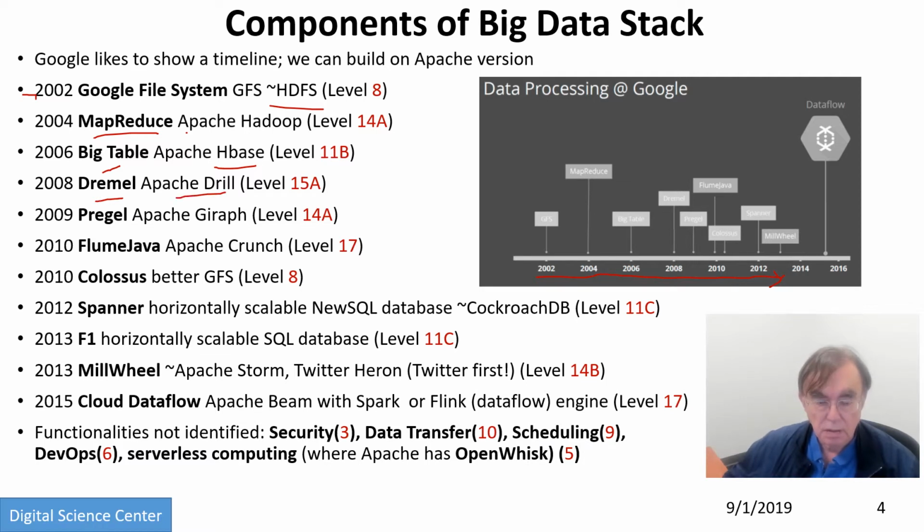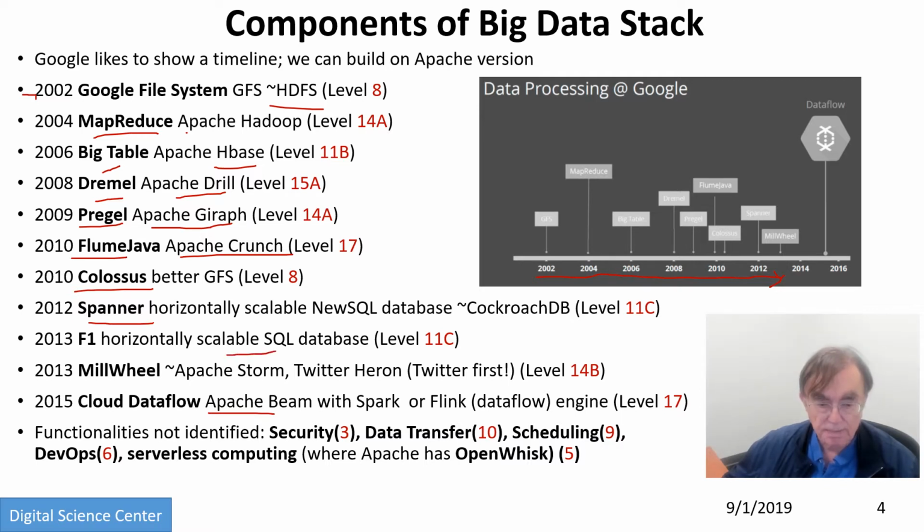Dremel, which is Apache Drill, which allows you to do effectively SQL-like queries on non-SQL data, Pregel, which is the equivalent of Apache Giraph for processing graphs, Flume Java, which is an early orchestration technology, Apache Crunch. It becomes Apache Beam, which is over here, Google Cloud Dataflow. Colossus is an even better Google file system. Spanner is a so-called NewSQL database because people found that NoSQL had some problems because it was too unstructured and worked well for the Marine Corps, but for real people was not so good.